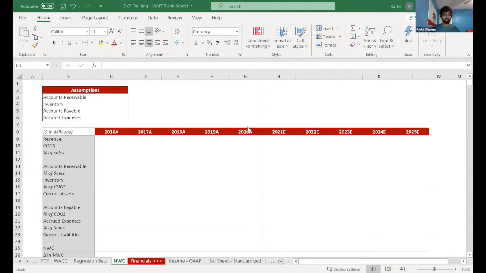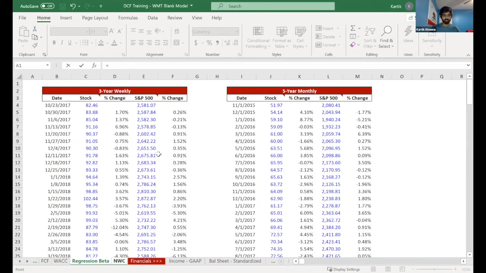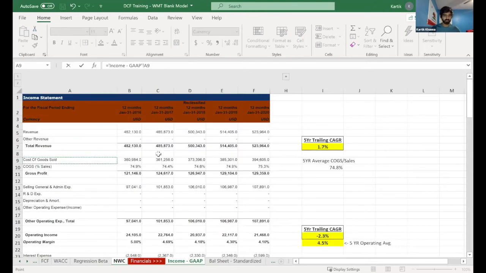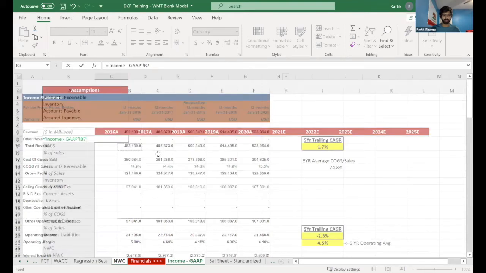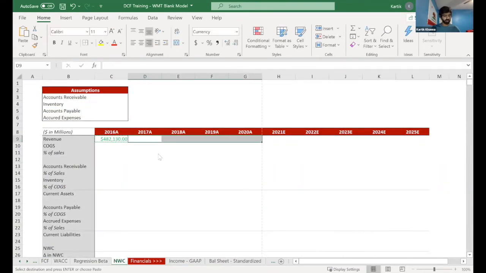So for net working capital, first thing we're going to want to do is open up this NWC tab. And we're going to start out by linking our revenue cells from the income statement. And you'll see it's from 2016 onwards. Go to total revenue for 2016 from the income statement. Carry that forward for every year in the historical period.